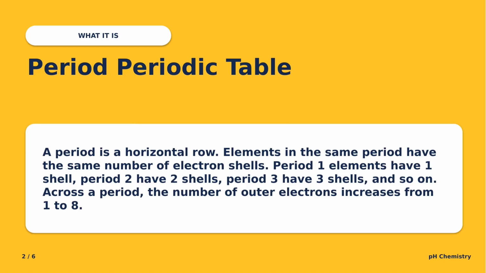A period is a horizontal row. Elements in the same period have the same number of electron shells. Period 1 elements have 1 shell, period 2 have 2 shells, period 3 have 3 shells, and so on. Across a period, the number of outer electrons increases from 1 to 8.